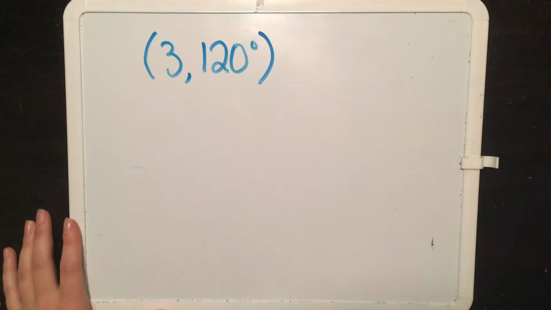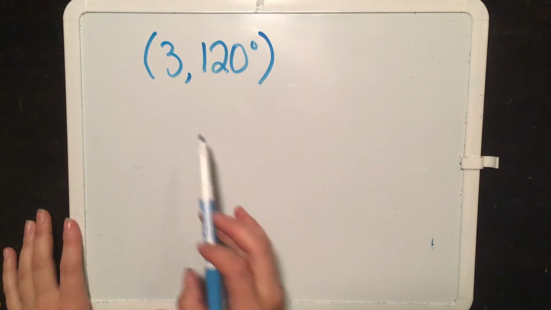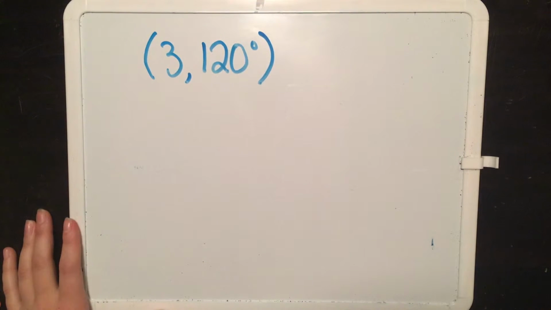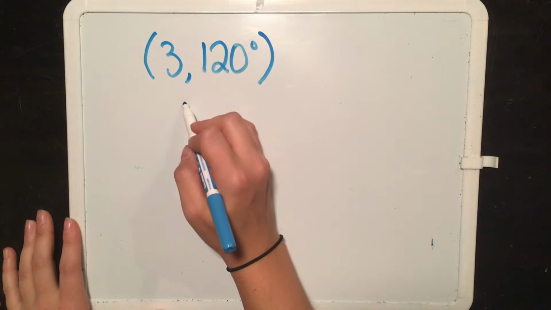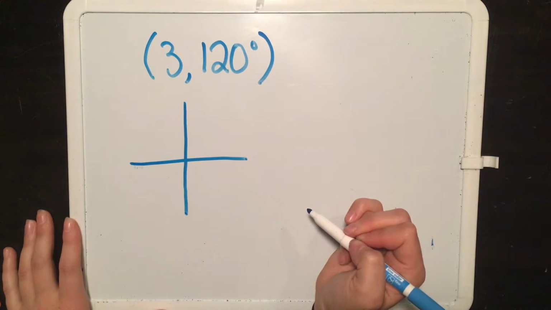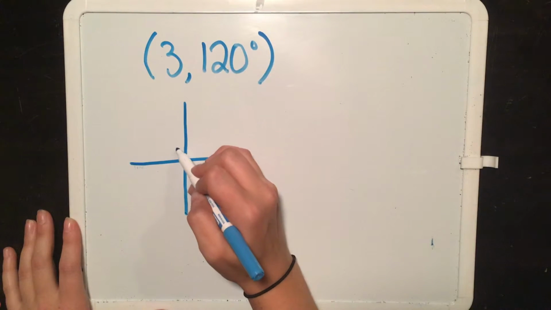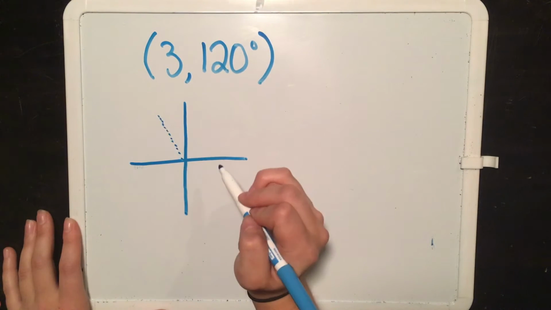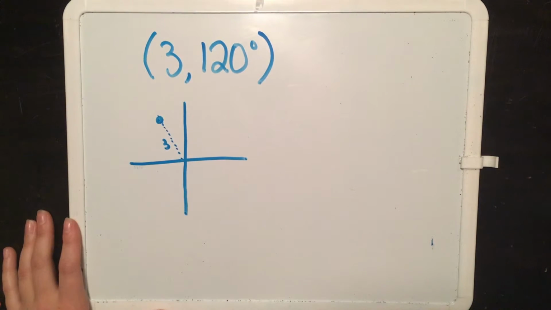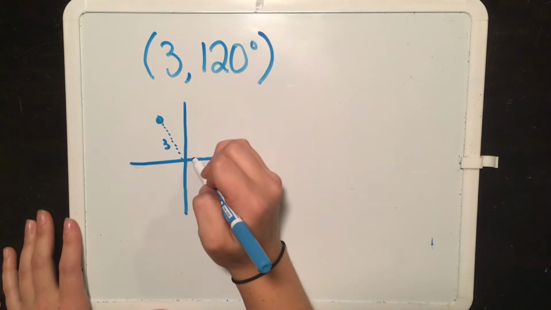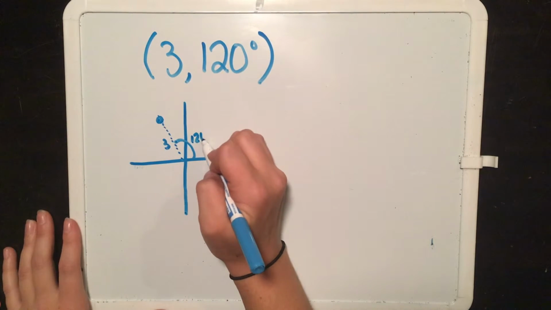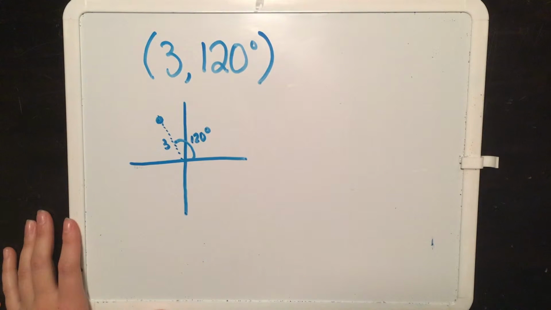In this example, we want to find a coterminal coordinate to 3, 120 degrees with a negative radius. So let's look at where this coordinate lies on the plane. 120 degrees takes us into the second quadrant, and a +3 will take us a distance of 3 from the origin. So it takes 120 degrees to get to this coordinate.